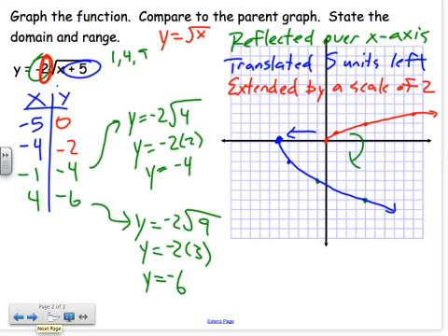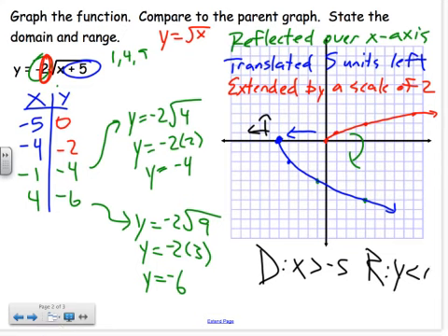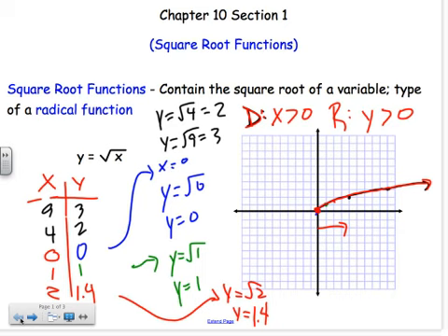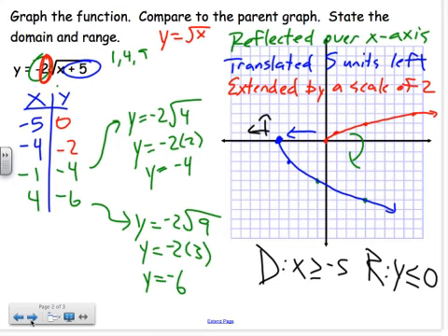And then if we state the domain and range of our new graph here, well, our domain, I can't use any units left of -5, right? So all my x units have to be greater than or equal to -5. And for my range, now nothing is in the positives, is it? So my y has to be less than or equal to 0. And in this case, I screwed up. I got to say greater than or equal to, right? Because I'm including -5 and 0. We're counting that point. So x is greater than or equal to -5, and y is less than or equal to 0.